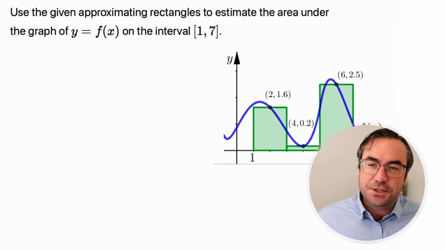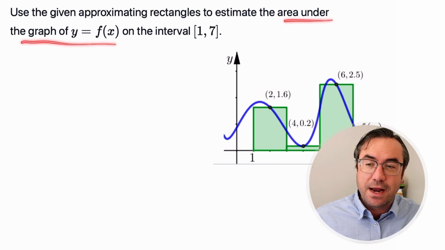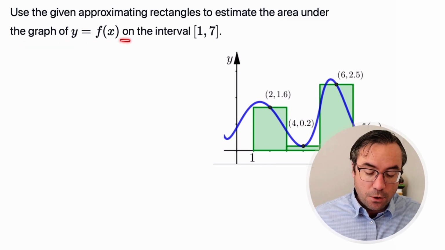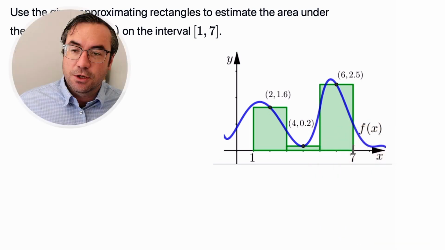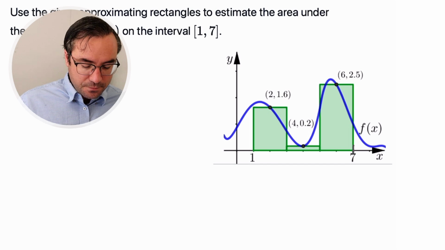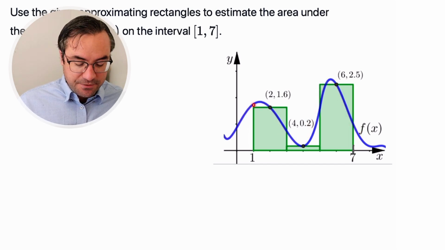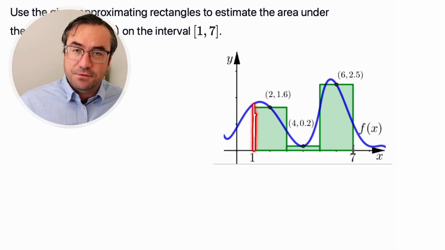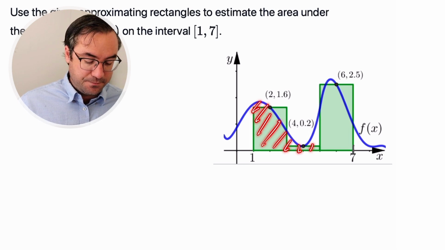So let's try a little example. We're going to use some given approximating rectangles to estimate the area under the graph of y equals f of x over the interval from 1 to 7. Let's look at this graph here. We've got our curve, and we're interested in the area under the curve starting at x equals 1 and ending at x equals 7. We're trying to figure out the area of this region.